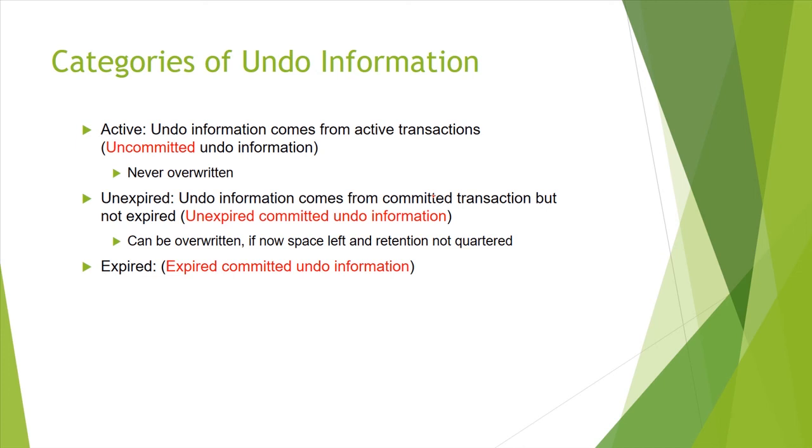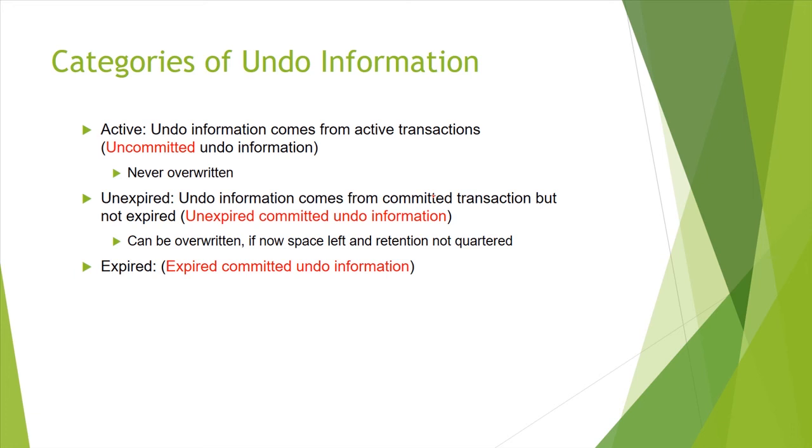The second category is unexpired, or committed, undo information. This information comes from committed transactions, but is still within the undo retention, which is by default 900 seconds. So it is still needed to meet the undo retention interval. Unexpired undo information is retained when possible without causing an active transaction to fail because of lack of space. So unexpired undo information can be overwritten in some situations, even if it is still within the retention period.